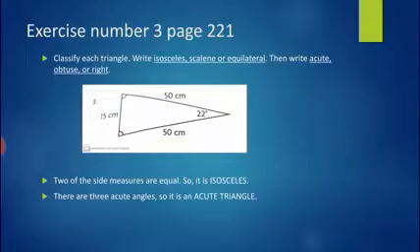The angle is 22, and the other two angles are acute. We can see from the image that they are smaller than 90. So we can say that the three angles are acute angles. So this is an acute triangle. So this triangle is isosceles and acute.